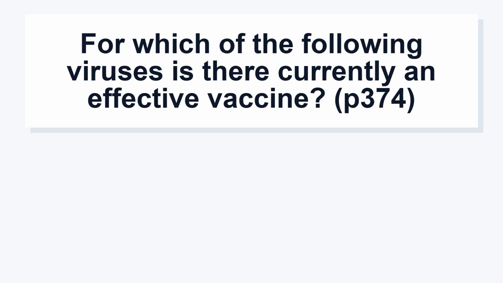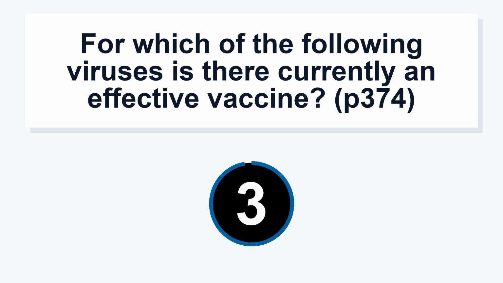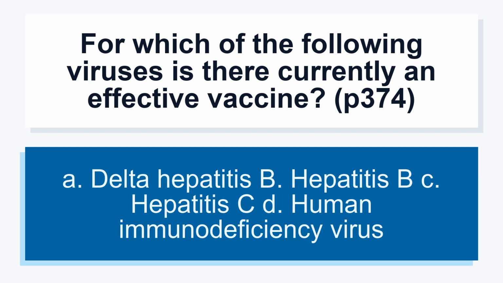For which of the following viruses is there currently an effective vaccine? A. Delta hepatitis. B. Hepatitis B. C. Hepatitis C. D. Human immunodeficiency virus.